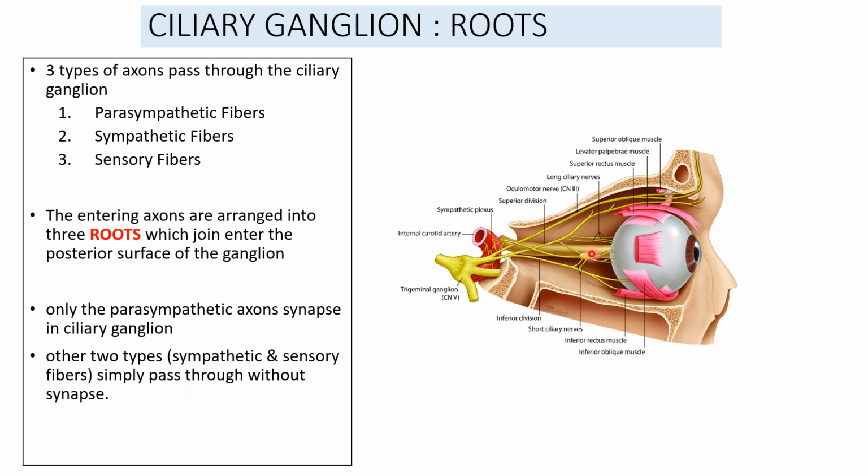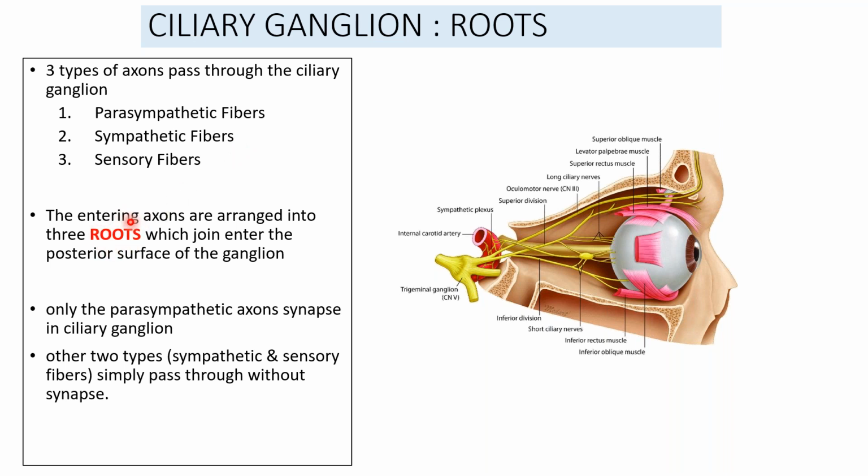Now, if you see the ciliary ganglion carefully, you will observe that there are certain branches from the ganglion, and there are some roots to the ganglion. These are roots 1, 2, and 3. These three roots are the axons passing through the ciliary ganglion, entering into the posterior aspect of the ganglion. This will be the parasympathetic root. The sympathetic fibers will be the sympathetic root, and the sensory fibers will be the sensory root.